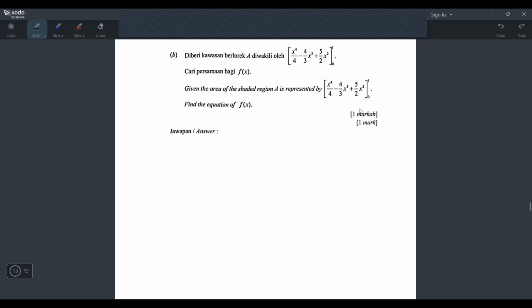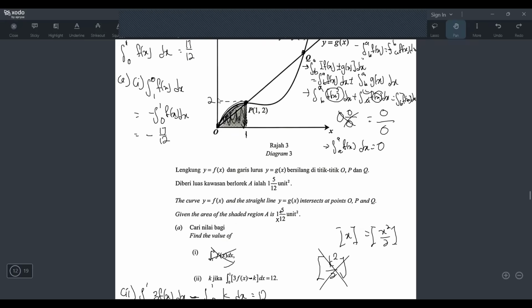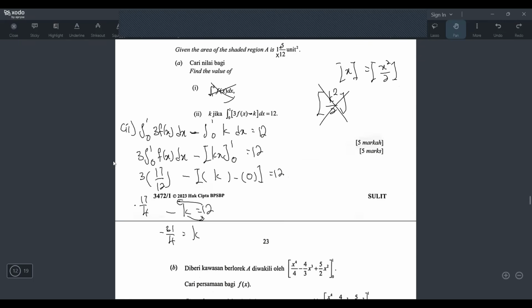This B question is 1 mark only. Let's see what they want. Given the area of shaded region A is represented by this, find the equation of f(x). Wait, let's go to area of A. We already know the area of shaded region A is this one, right? Integrate 10 f(x) dx is 17 over 12. So what is this then?